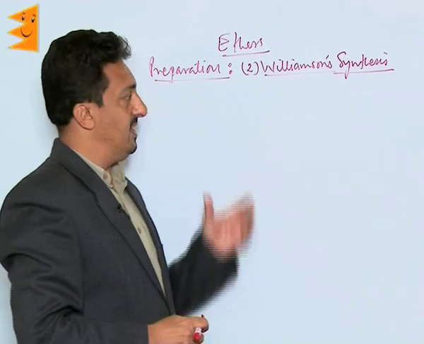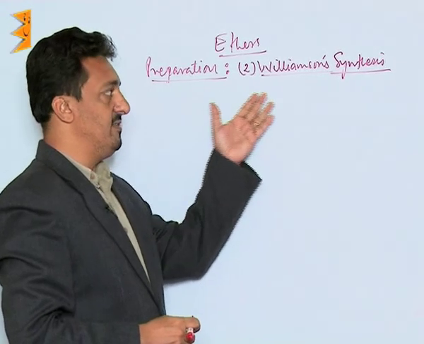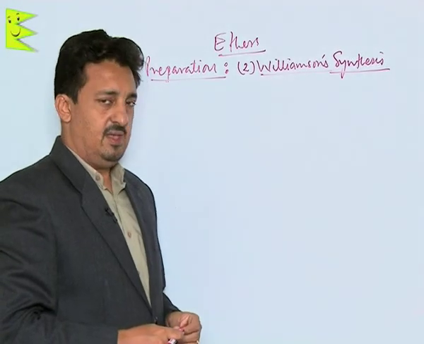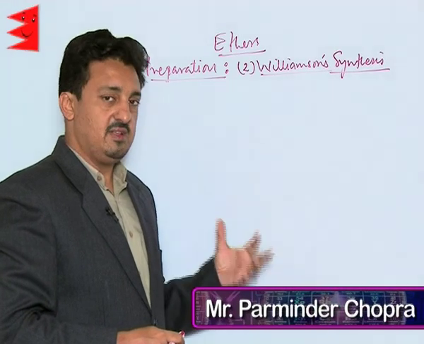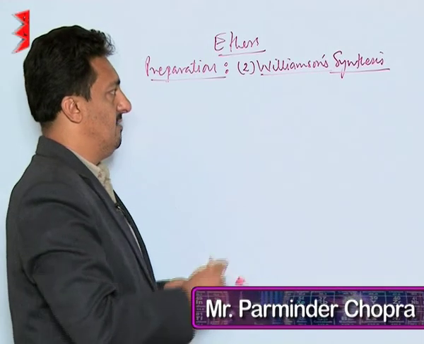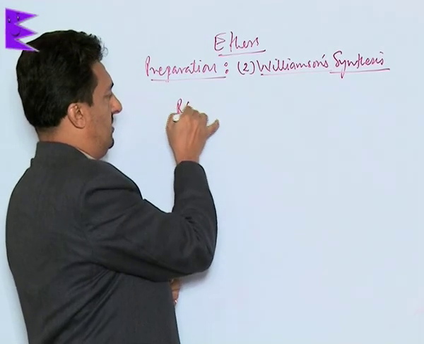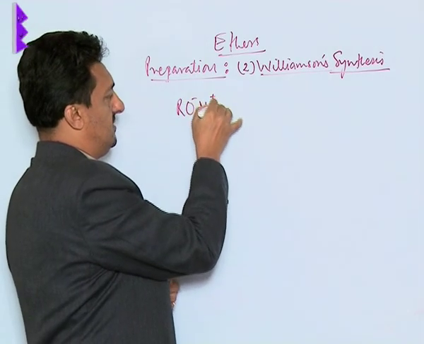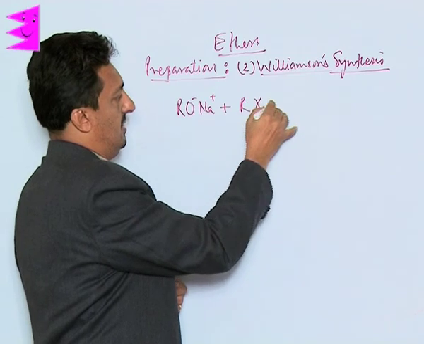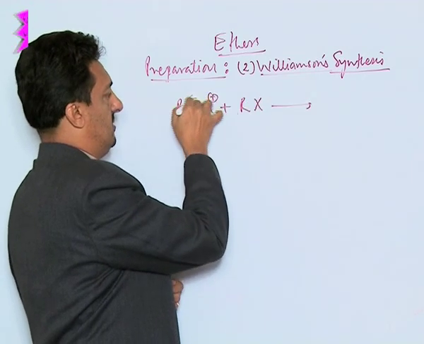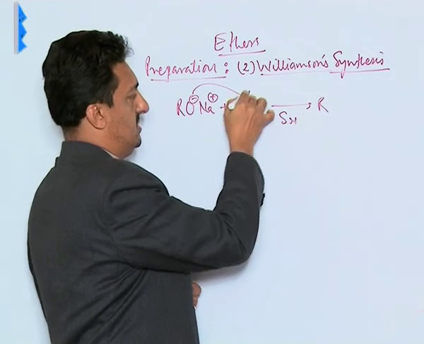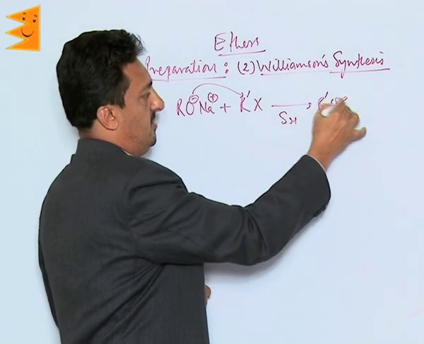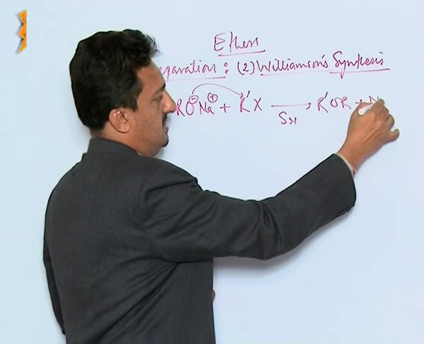The second method of preparing the ethers is the Williamson synthesis. It's basically the method which is used to prepare unsymmetrical ethers, and it involves the reaction of an alkoxide on alkyl halide. So it is a nucleophilic substitution reaction. Let's keep it R dash. So what we get is R dash OR plus NaX.